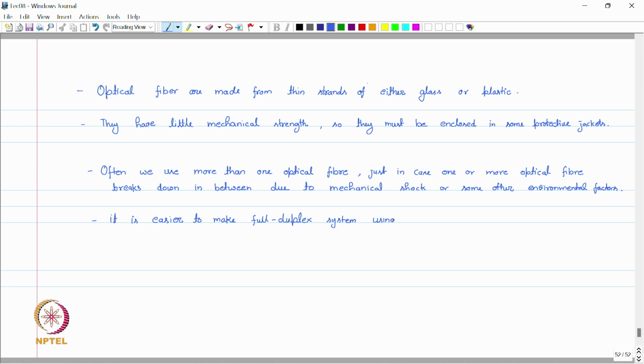So, these are some properties of the optical fiber system which we are going to use for optical sensors. Now, let us discuss more about how an optical wave actually transmits or propagates through the optical fiber.